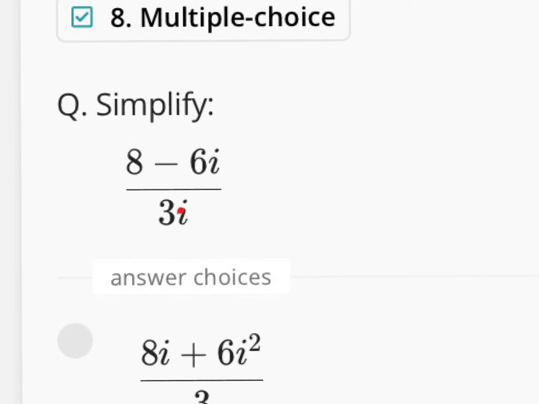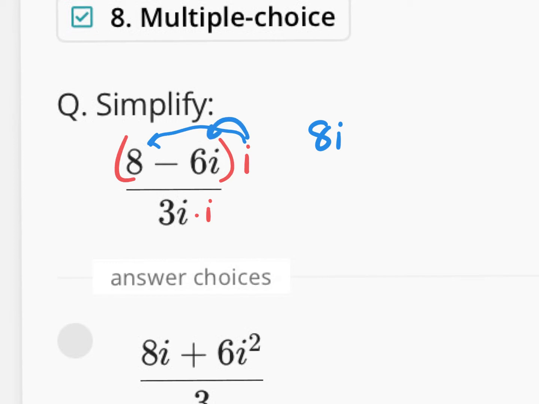I just have 3i. And I could get rid of an i simply by multiplying by one more i. So I could multiply by one more i. And what I do to the bottom, I must do to the top. So we are going to multiply by an i both on top and bottom. We're going to distribute i times 8 is 8i.